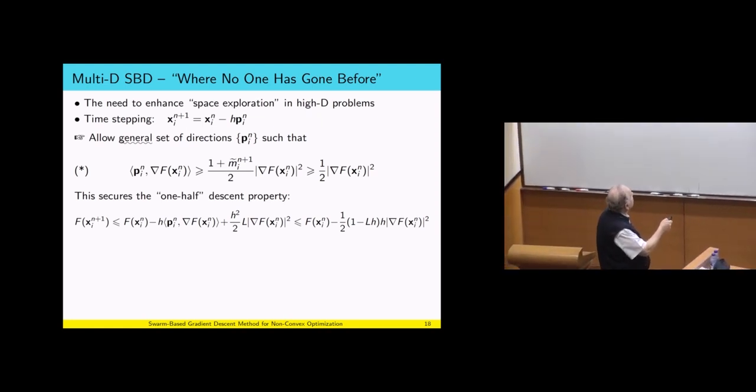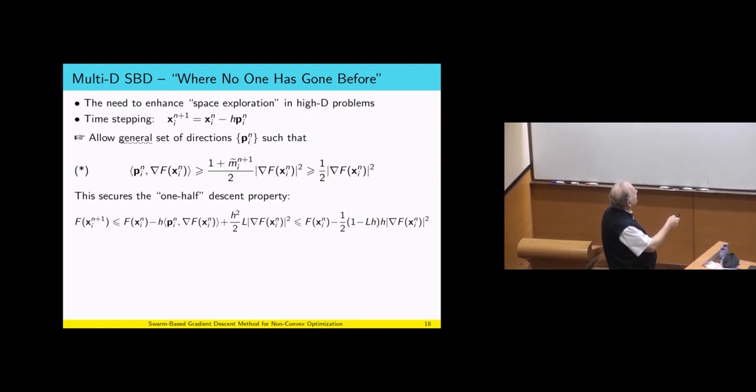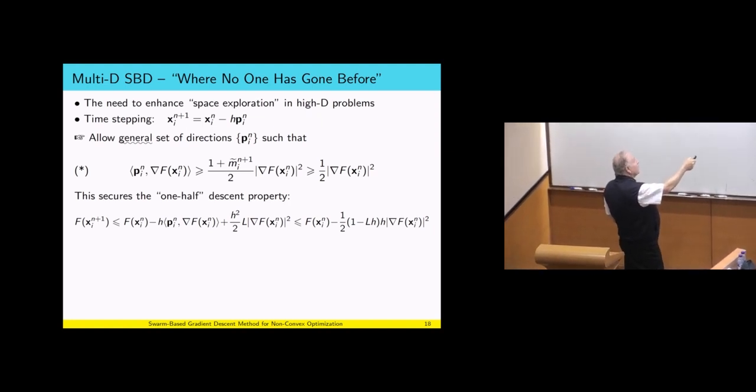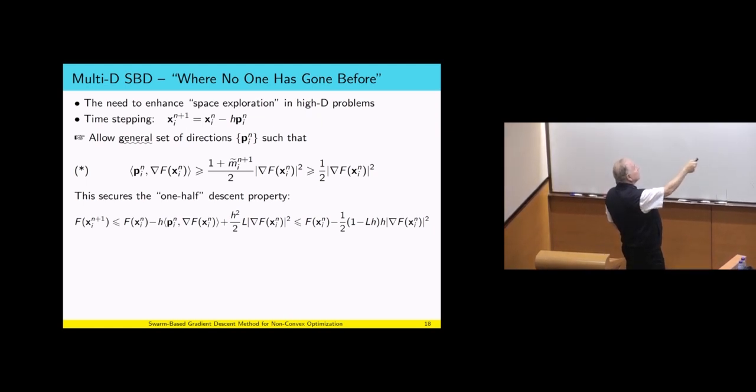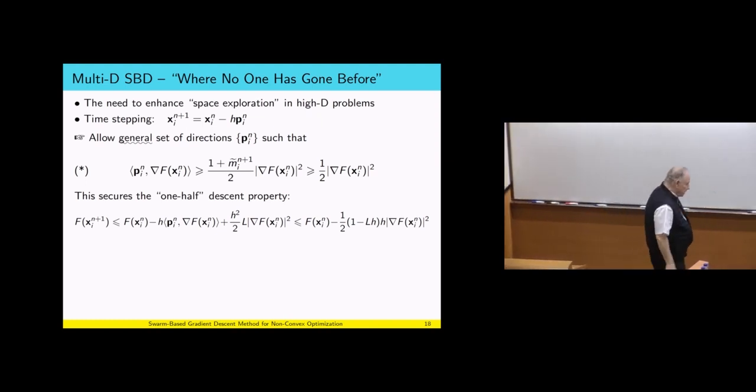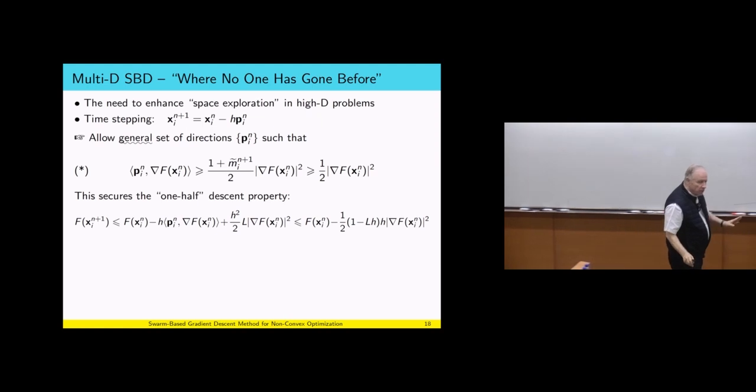And this secures one half of the descent property. So if you make the expansion, here's the expansion, but now you see the P is not the gradient. So this is not a negative term, but it's as before, but it is still a negative term because of this condition. And you collect all the terms, you can see that it's exactly what I had before, but with 1/2 in front of it. And that's fine with me.